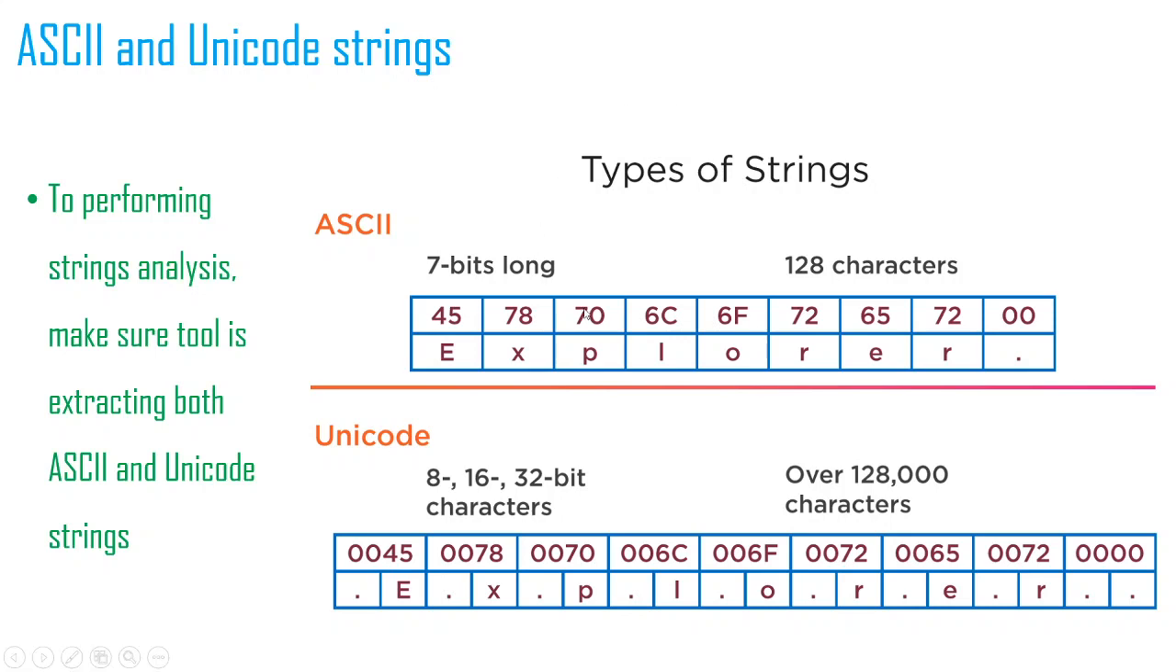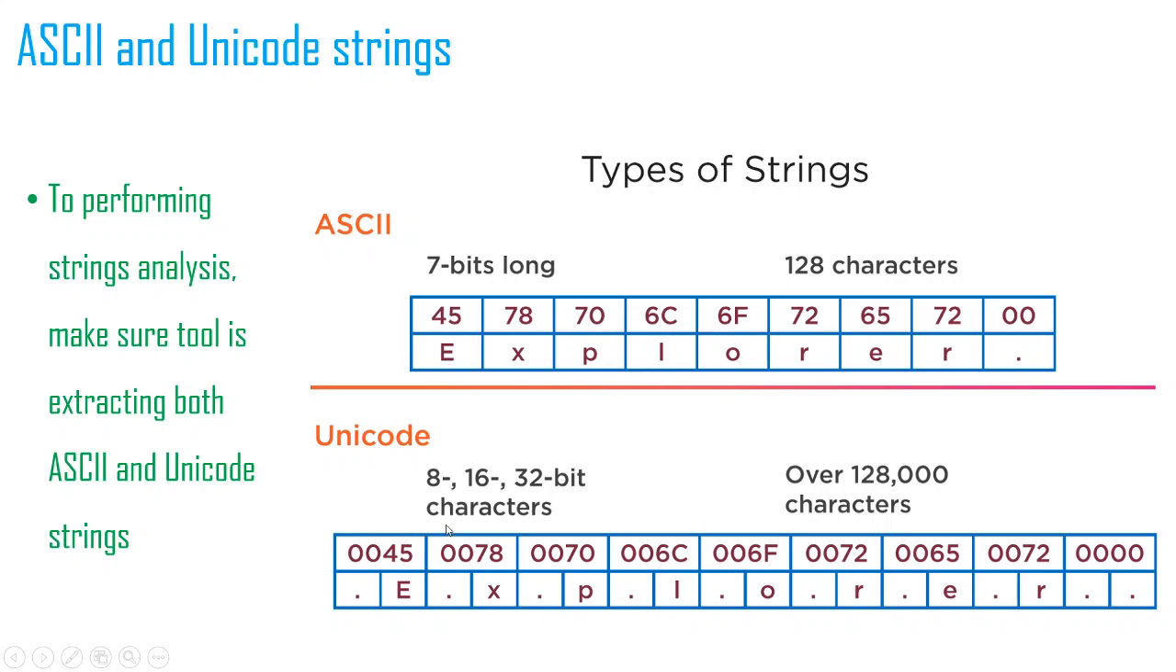Here is an example of an ASCII string, represented in hexadecimal format. For example, Explorer is my word. Capital E is represented with 45, X with 78, P with 70, L with 6C, and similarly smaller E with 65, and the terminator with 00.